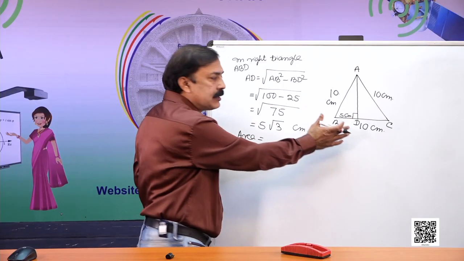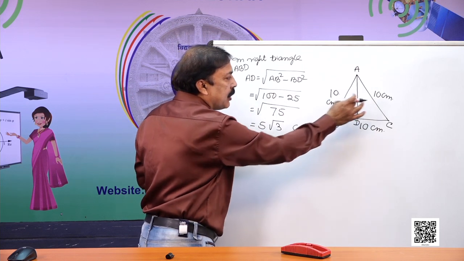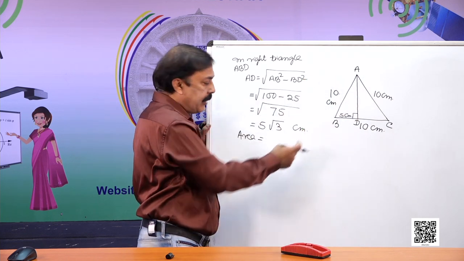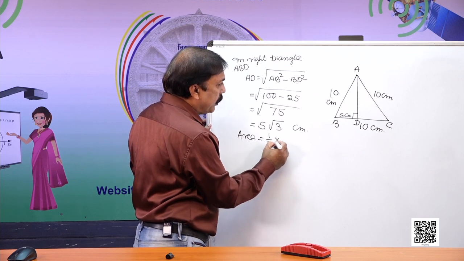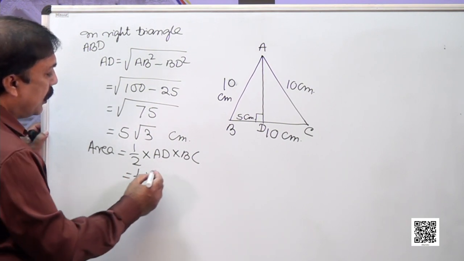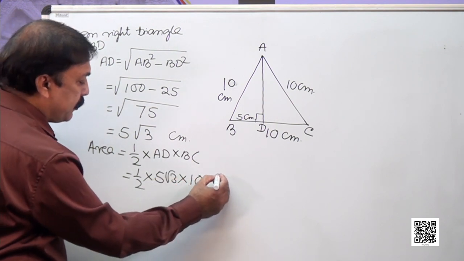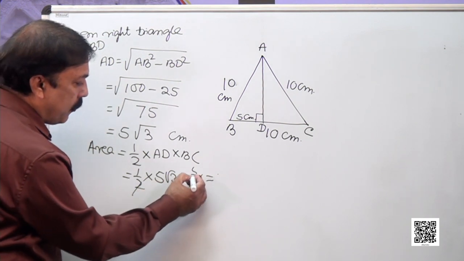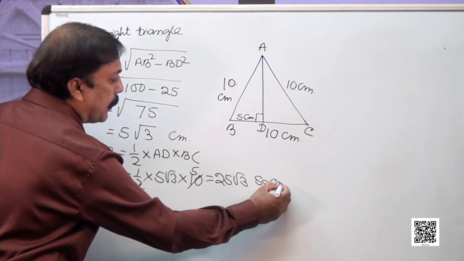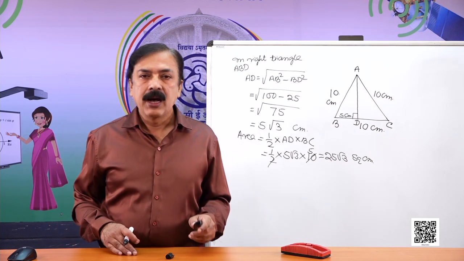Then what is area? In this case, what did we do? We have to find the height. Because of this peculiarity of this triangle, it is easy to find the height. So, area is half into AD into BC. Half into what is AD? AD is 5 root 3, into what is BC? BC is 10. This gives 2 and this becomes 5. So, 25 root 3 square centimeter.